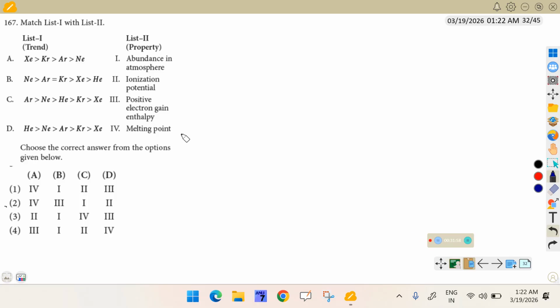See, next, matching. Xenon greater than krypton greater than argon greater than neon. This is the melting point order, A4. After that, neon greater than argon equals krypton greater than xenon greater than helium. This is the positive gain enthalpy. Argon greater than neon greater than helium greater than krypton greater than xenon. First of all, A4, B3, only one option is there, second option. Remaining you can check it.